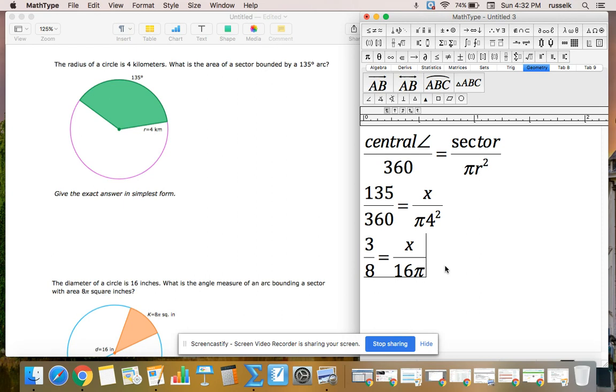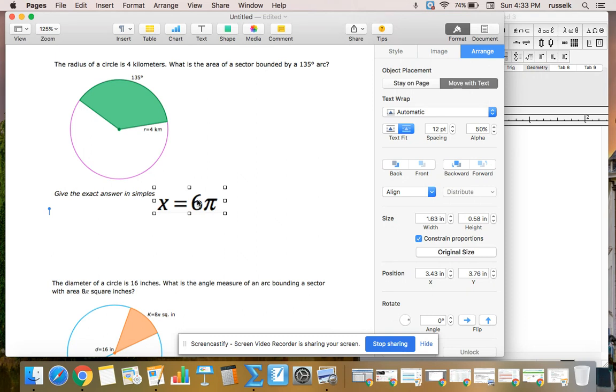So from here we can cross multiply. We would get 8 times x equals 3 times 16 pi. Getting x by itself, then we can divide both sides by 8 to give us 6 pi. So the area of that sector would be 6 pi.